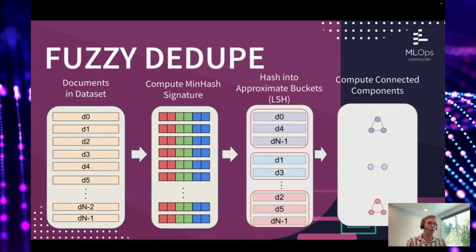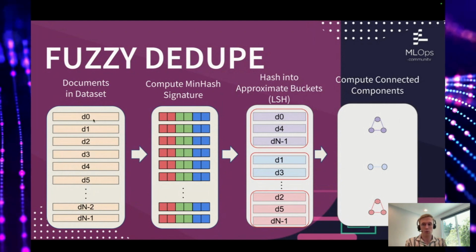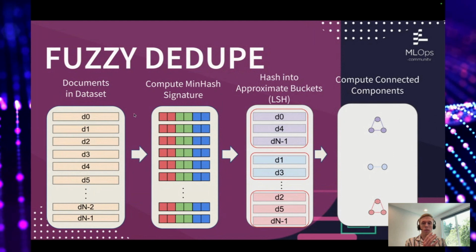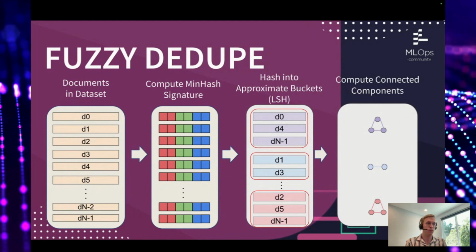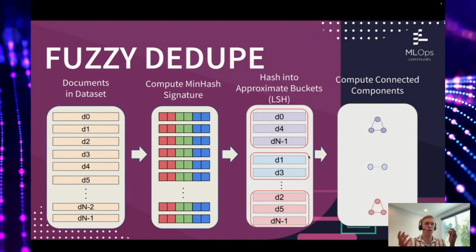And the process for identifying fuzzy duplicates goes like this. You take your data set, which is a collection of documents, and you generate a min hash signature for every document. Min hash signatures are basically a list of hash values for a given document.